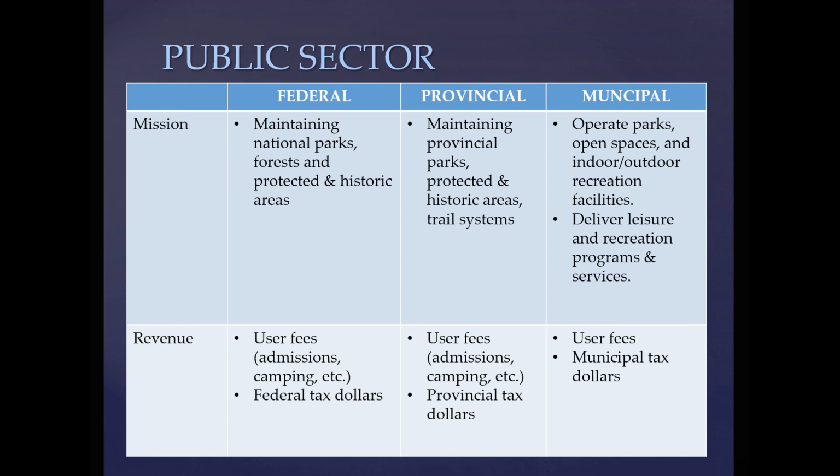For example, Signal Hill is operated federally, not provincially. At the provincial level, the mission is to maintain provincial parks and provincial protected and historic areas and trail systems. It's also usually, in terms of recreation and leisure, the promoting of provincial sport and recreation. But mostly we operate at the municipal level. So that's parks and open spaces, indoor and outdoor recreation facilities, leisure and recreation programs and services, sports, etc.